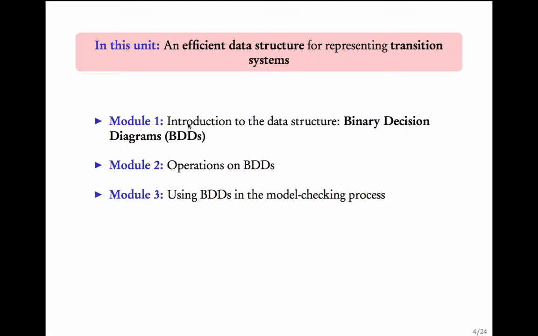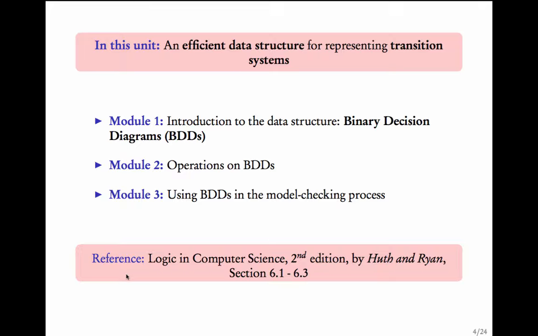In this module, I will introduce you to this data structure called binary decision diagrams. In module 2, we will see some operations that can be done on BDDs. We will see algorithms for operations on BDDs. And in module 3, I will explain how BDDs can be used to represent transition systems. For this unit, the reference would be the book Logic in Computer Science, 2nd edition by Huth and Ryan, sections 6.1 to 6.3.